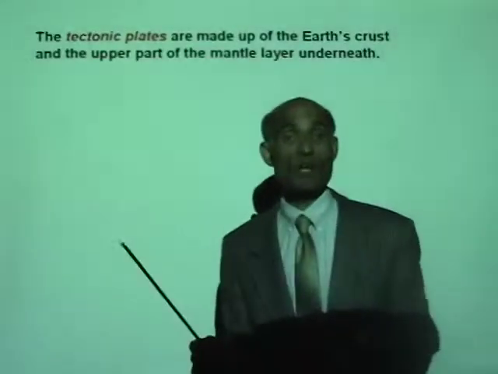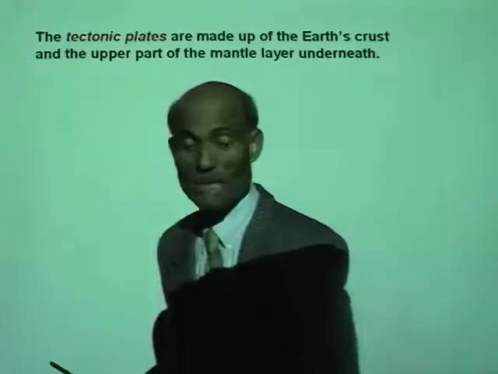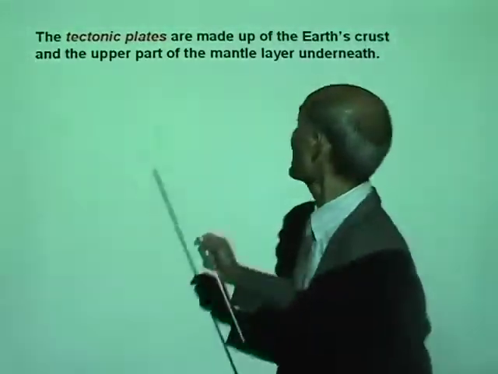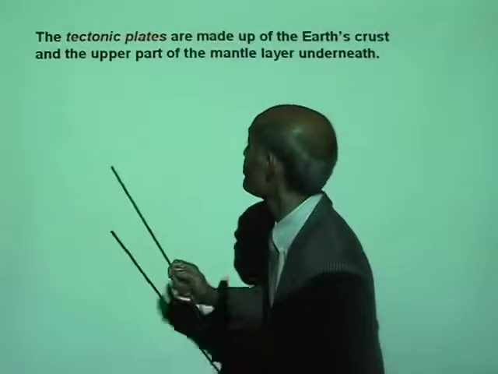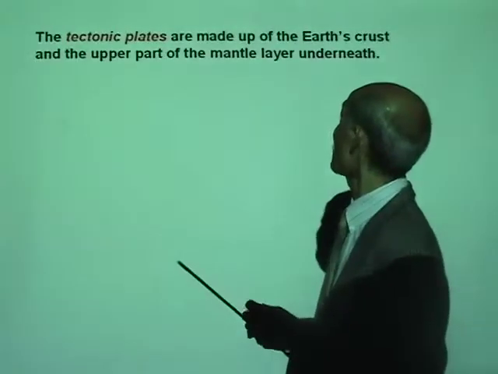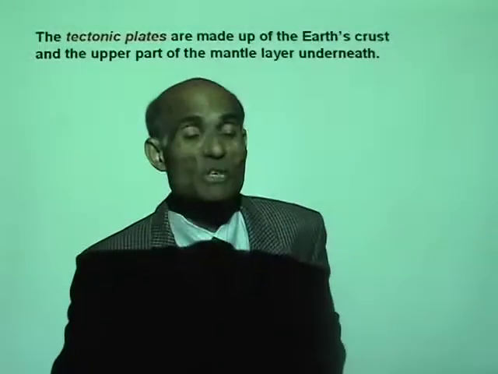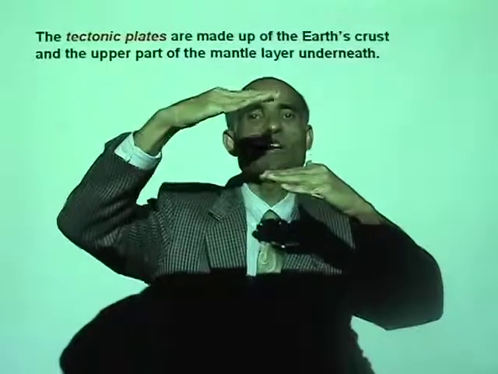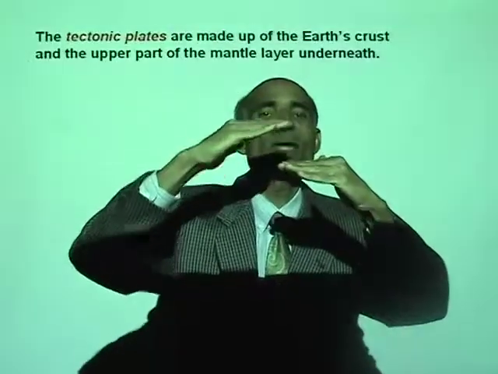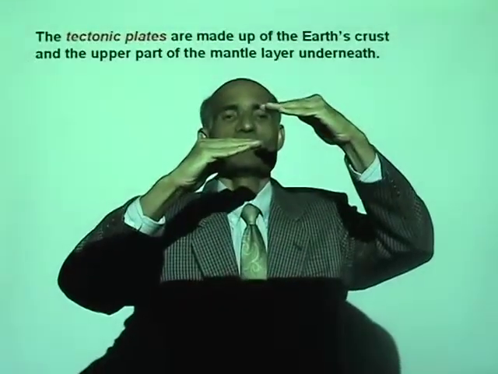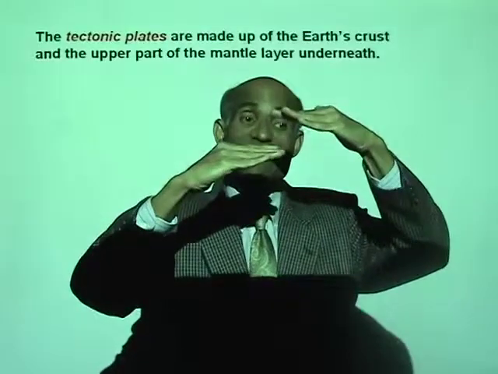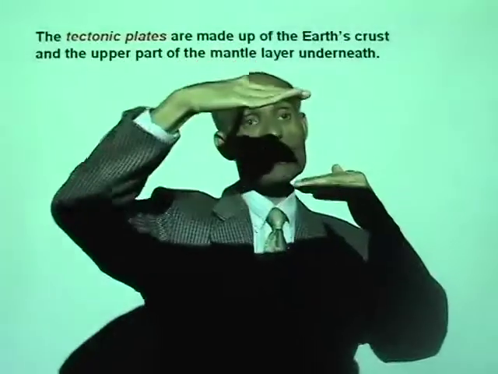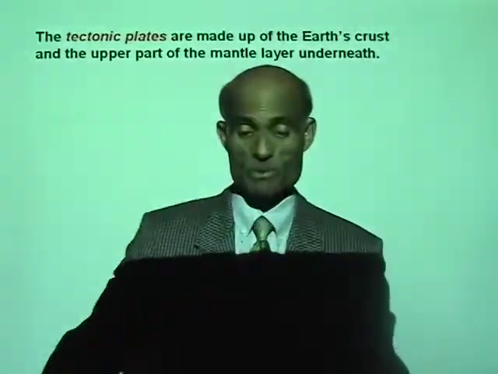Now, what are the tectonic plates? The tectonic plates are the plates that make up the crust. So the tectonic plates are made up of the Earth's crust and the uppermost part of the mantle underneath it. So the tectonic plates are partly made of the crust and partly made of the upper mantle. Is that right?